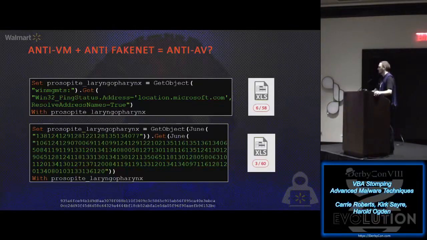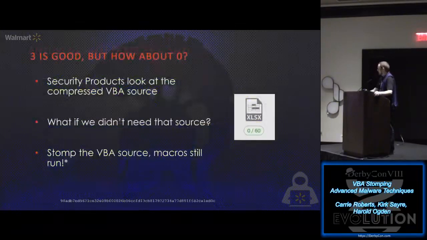Now we're at a pretty good spot where we're evading the majority of antivirus, but we can take it further. We're going to look at how they're analyzing these VBA macros. The security products are looking at the compressed VBA source code to analyze all of these things we've written so far. But what if we didn't need the source? What if we didn't need that information that all of the analysis tools are looking at? So the next thing we're going to do is look at stomping the VBA, but the macros will still run.